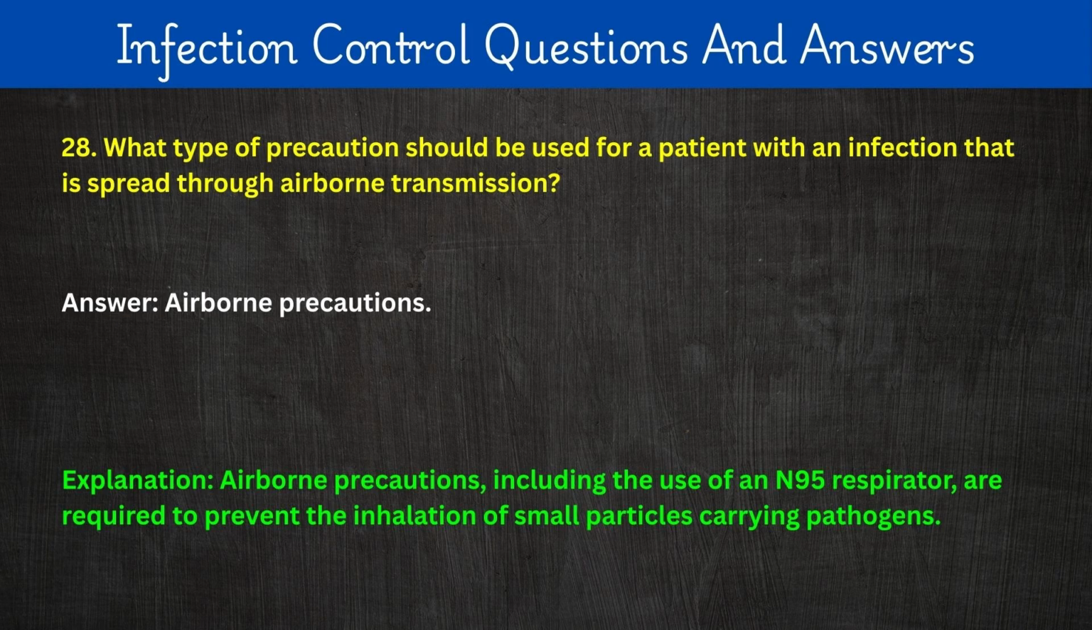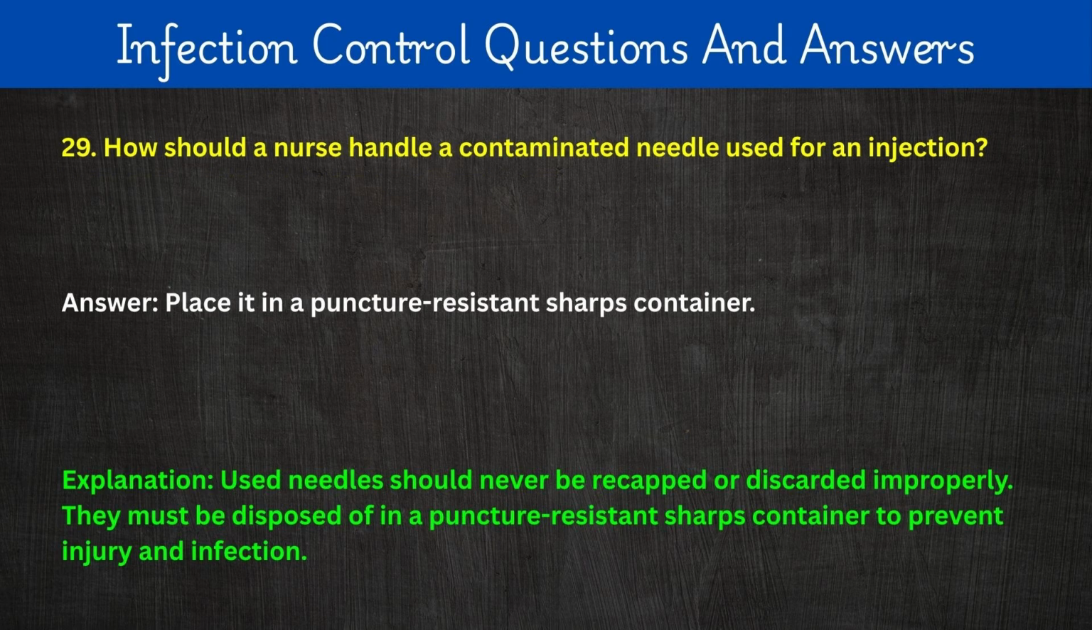Explanation. Airborne precautions, including the use of an N95 respirator, are required to prevent the inhalation of small particles carrying pathogens. 29. How should a nurse handle a contaminated needle used for an injection? Answer. Place it in a puncture-resistant sharps container. Explanation. Used needles should never be recapped or discarded improperly. They must be disposed of in a puncture-resistant sharps container to prevent injury and infection.